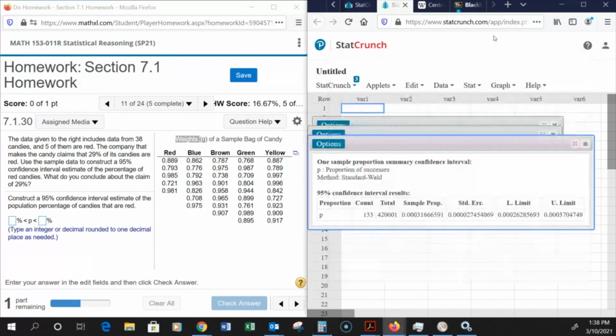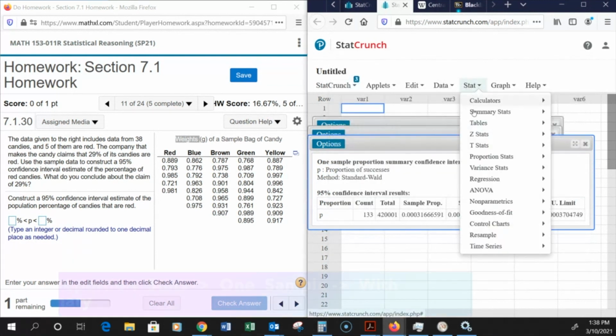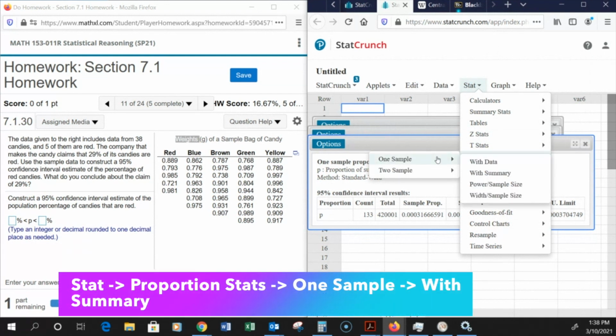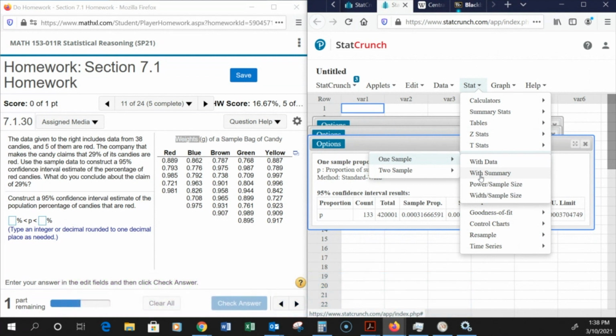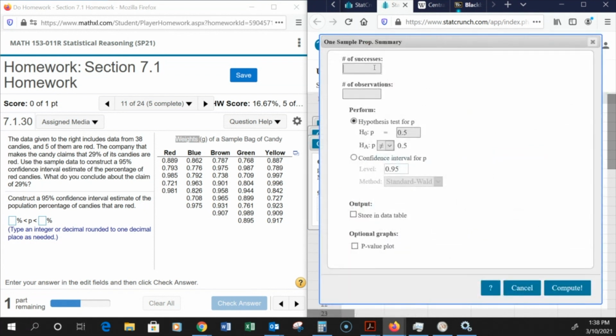So what are we going to do? We're going to go to StatCrunch. We're going to Stat, Proportion Stats, One Sample. We have data, but it's not data of any use to us. The important thing to us is the counts. So choose With Summary for this problem. And how many red ones were there? There were 5. And how many candies were there total? There were 38.